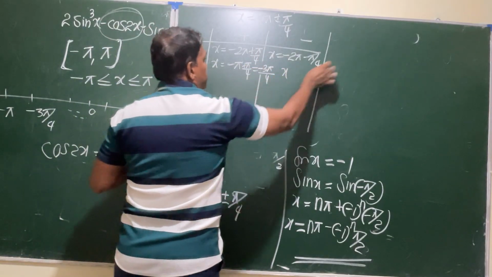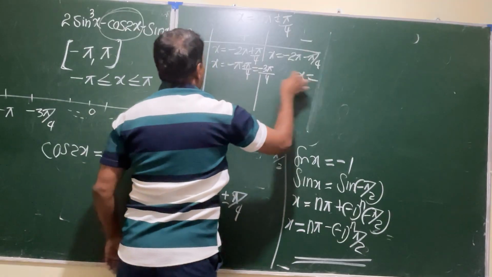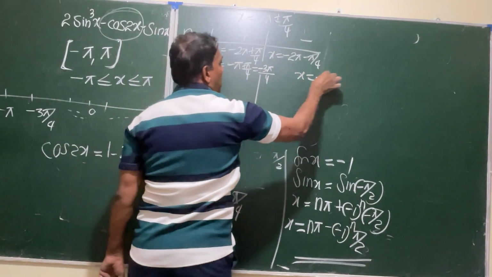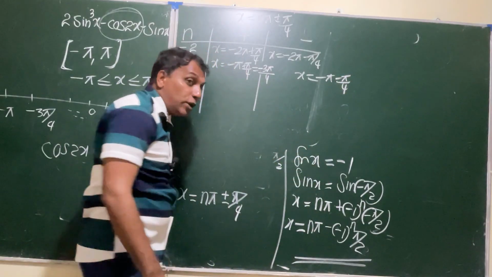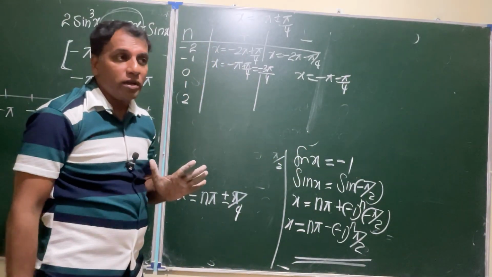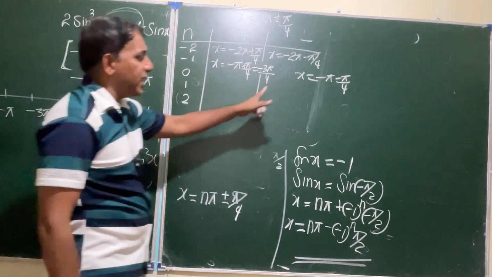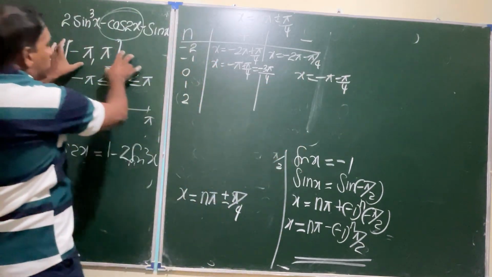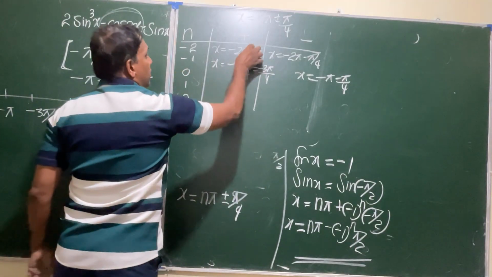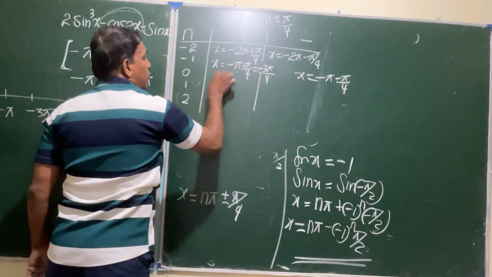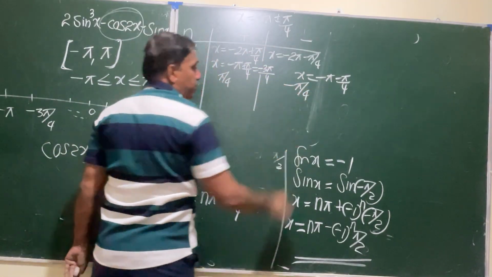Put n = -1 into the minus pi by 4 case: that is minus 5 pi by 4, which is below minus pi and further down, so it won't come. You can't take this one. Now n is 0, x is positive pi by 4, yes, can take. Here negative pi by 4 can also be taken.